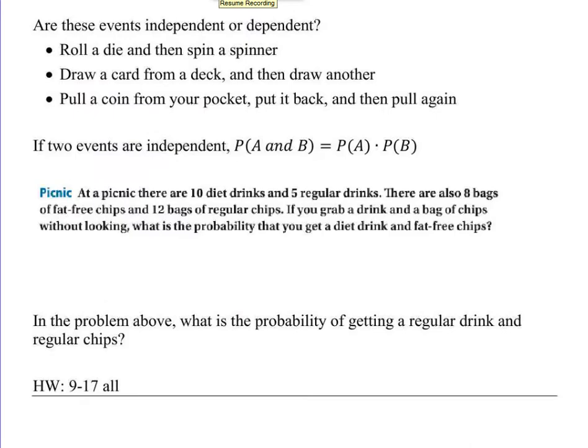Okay. So now that we know those vocab words, are these events independent or dependent? So for the first one, you roll a die and then you spin a spinner. They're independent. The die and the spinner are completely separate from each other. Independent. How about the second one? You draw a card from a deck and then you draw another. That's dependent unless it says you put the card back. Then it would be independent, but that's not what it says, so therefore it's dependent. The third one, you pull a coin from your pocket, and then you put it back, and then you pull a coin from your pocket again. Those are independent.